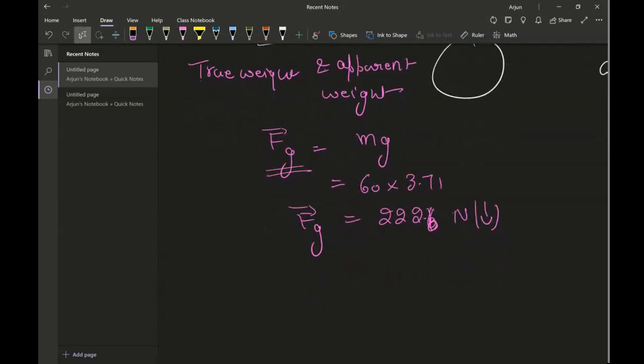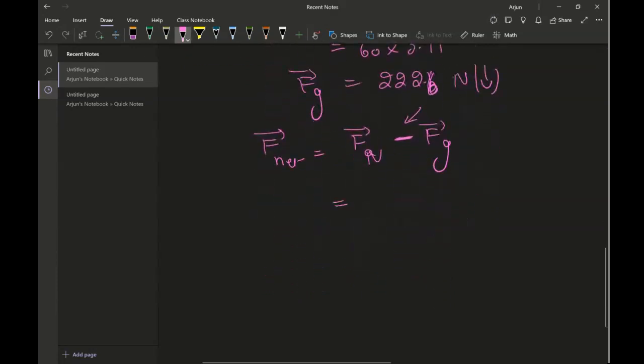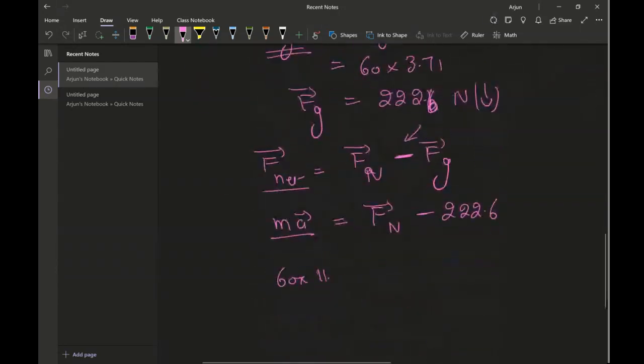Okay, now I wanted to find the apparent weight, so I'm going to write down the equation: Fnet equals Fn plus minus Fg. Because the acceleration due to gravity always acts in the downward direction, I'm only going to take the negative direction here, and then I'm looking for the Fn value. Fnet will be equal to mass times acceleration, and Fg we've already figured out, 222.6. Mass times acceleration, 60 times 11.1.